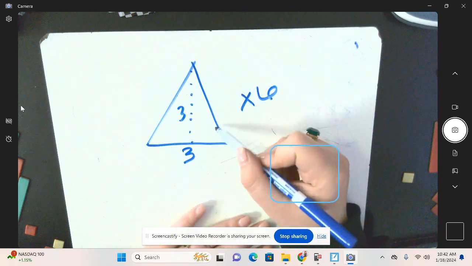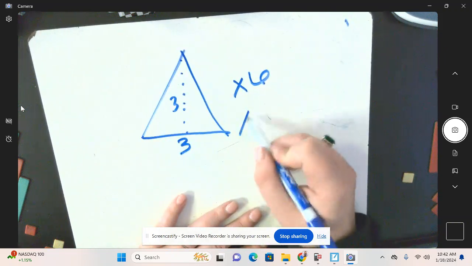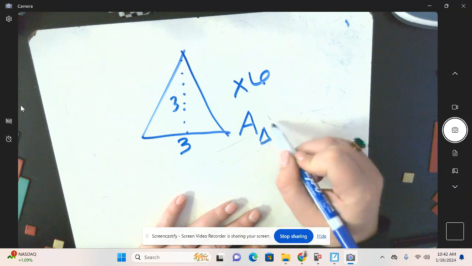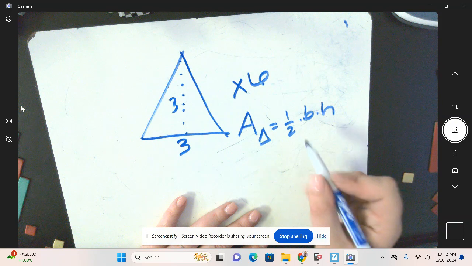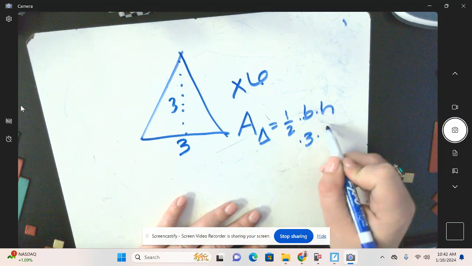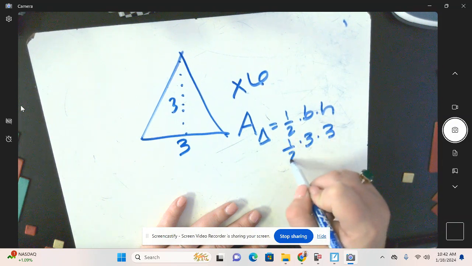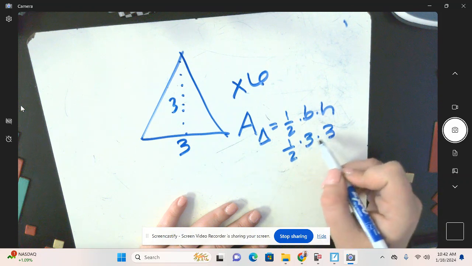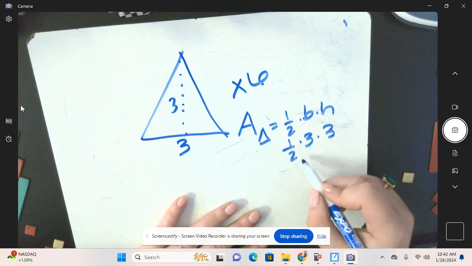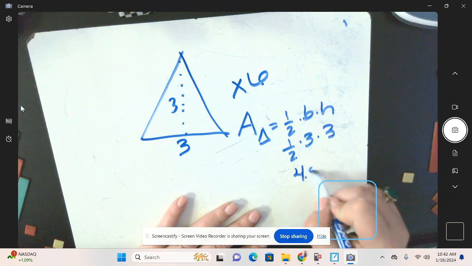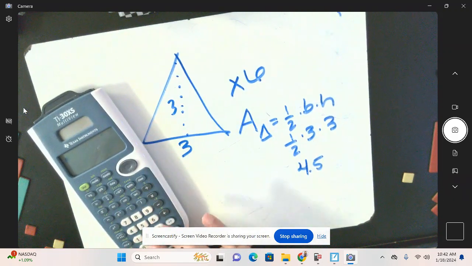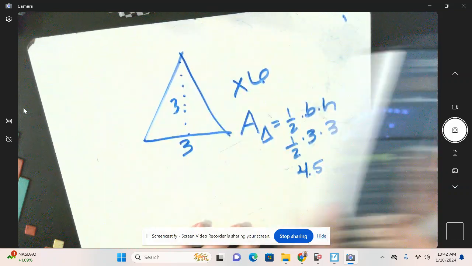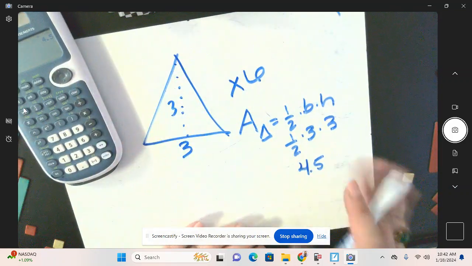So we have to plug this into the formula for a triangle. Like I said in the last problem, the area of a triangle equals 1/2 base times height. So the base is 3 and the height is 3. So I have 1/2 of the base times the height. So 3 times 3 is 9, times half is 4.5. I think. Let me make sure. I don't want to be telling y'all wrong. Yes, 4.5. Okay. Sometimes I don't trust my own math skills.